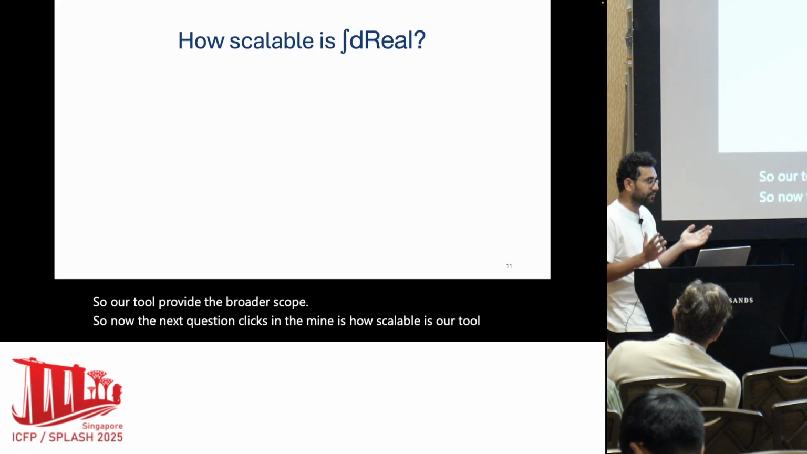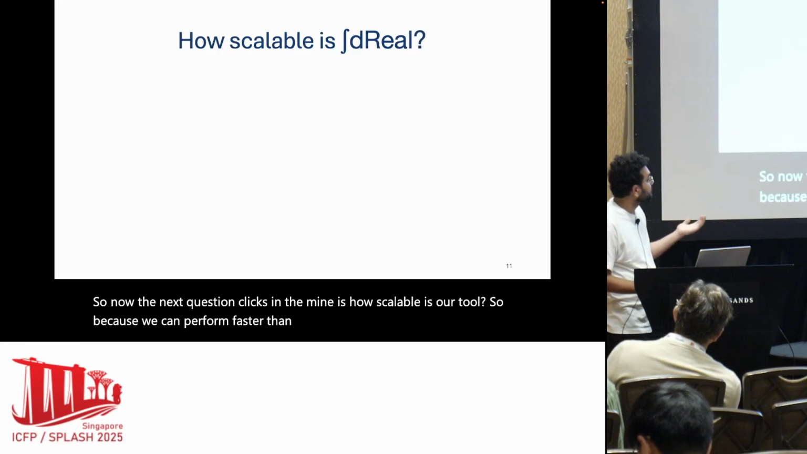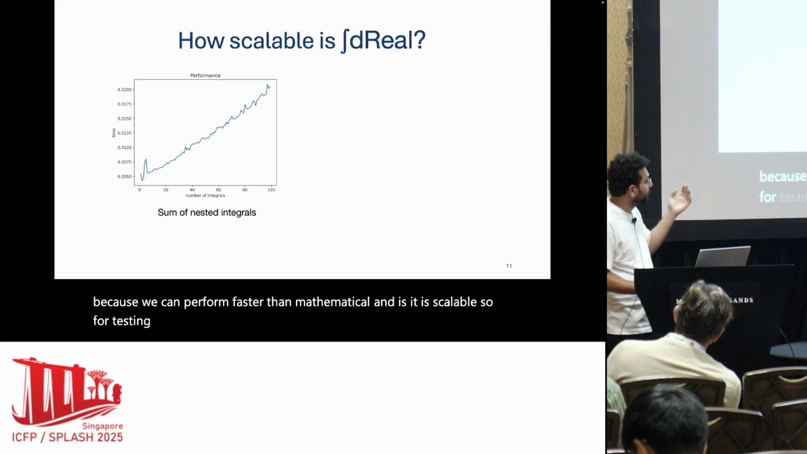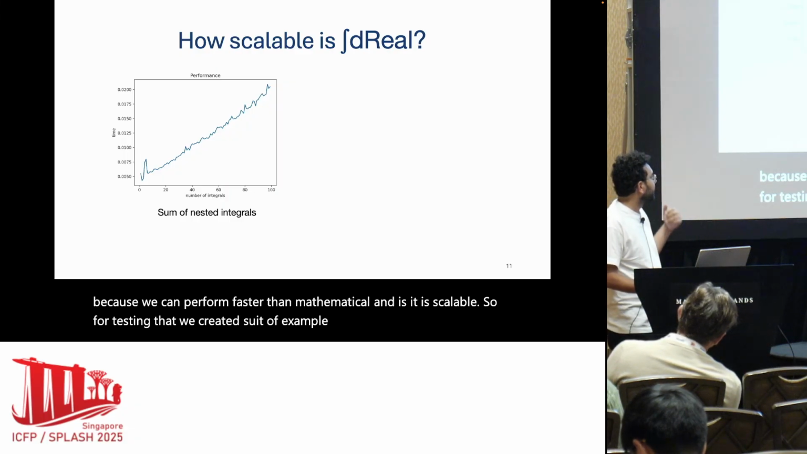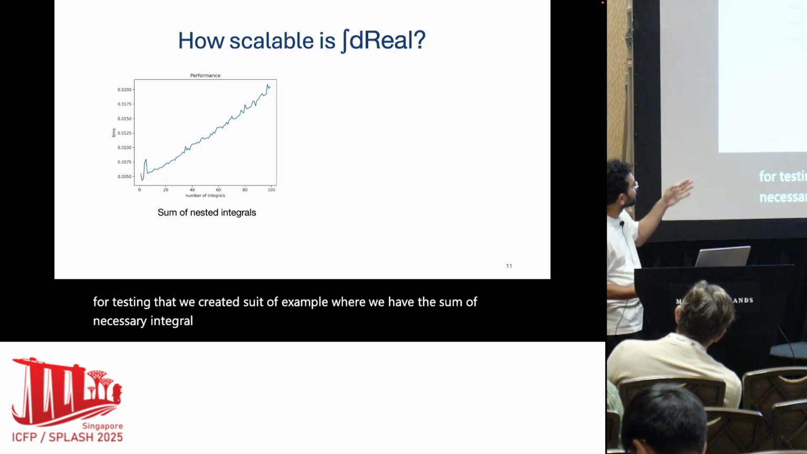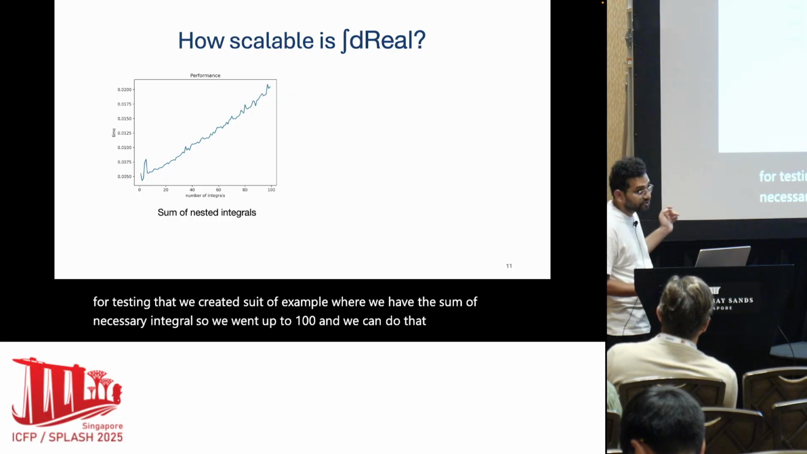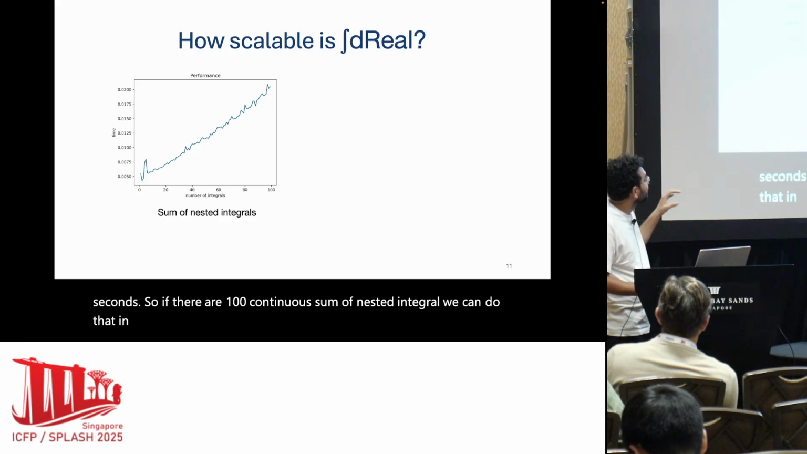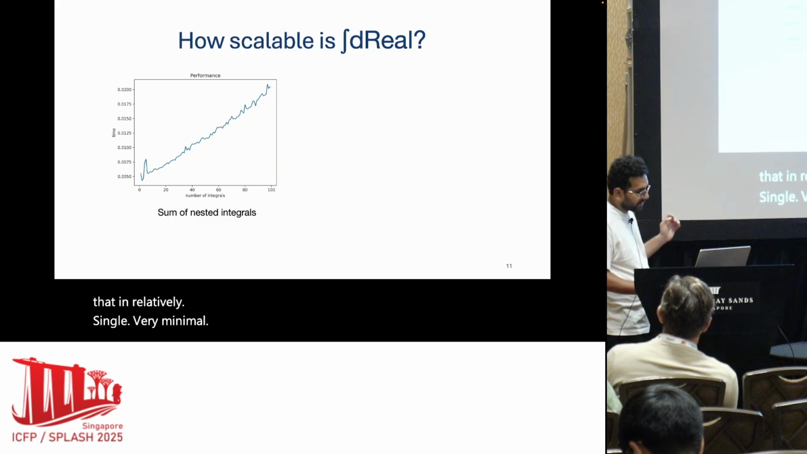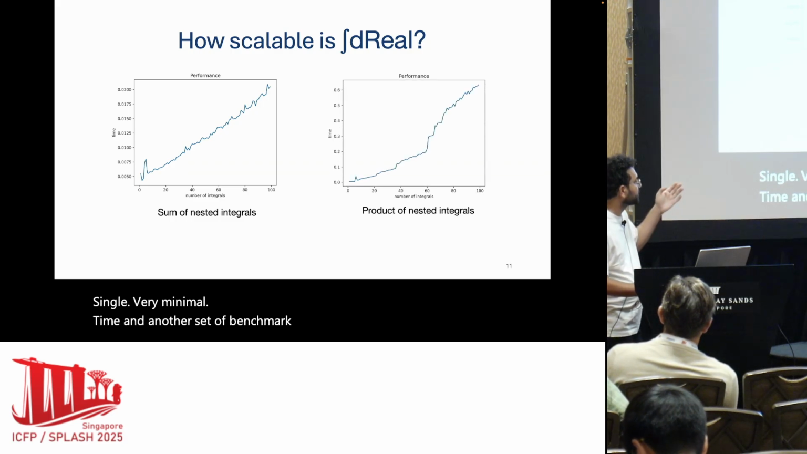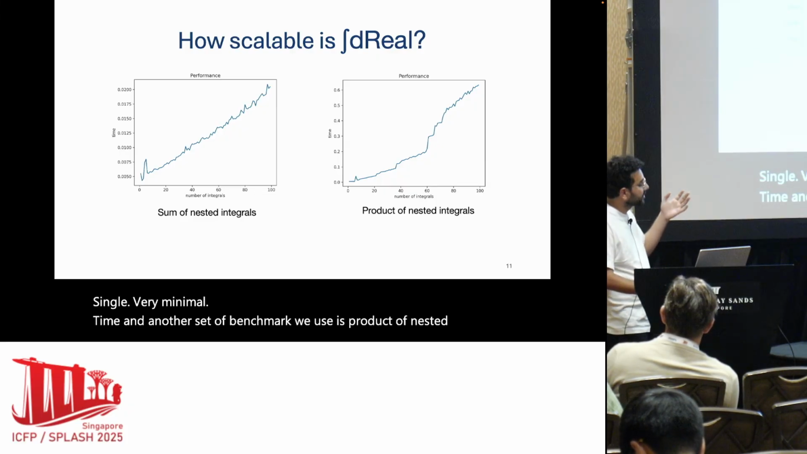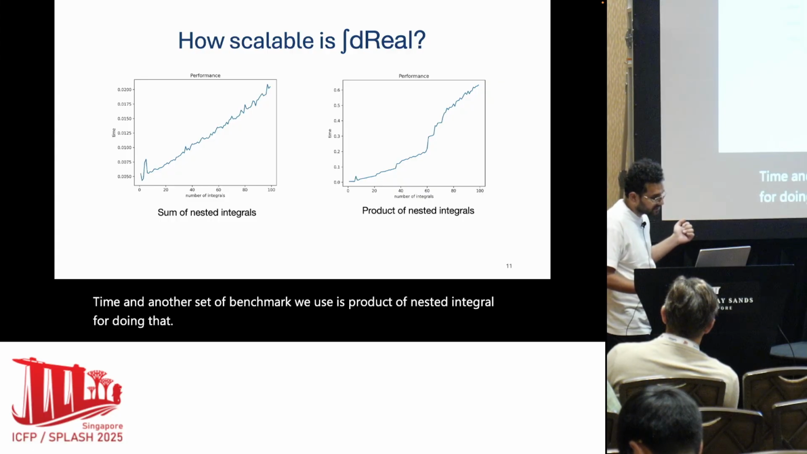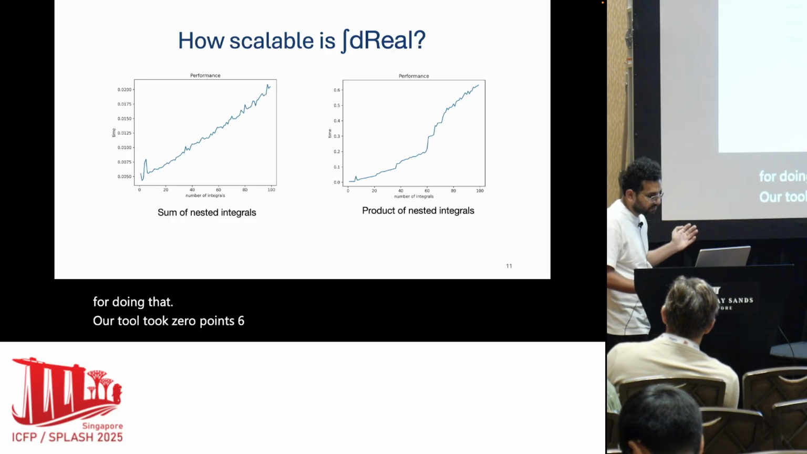Because we can perform faster than Mathematica, is it scalable? To test that, we created a suite of examples with sums of nested integrals. We went up to 100, and we can do that in 0.02 seconds. So with 100 continuous sums of nested integrals, we can do that in very minimal time. Another set of benchmarks we use is products of nested integrals. For that, our tool took 0.6 seconds when we reached 100.